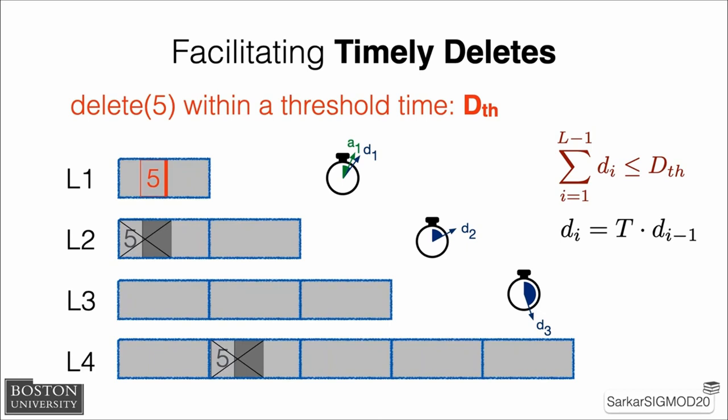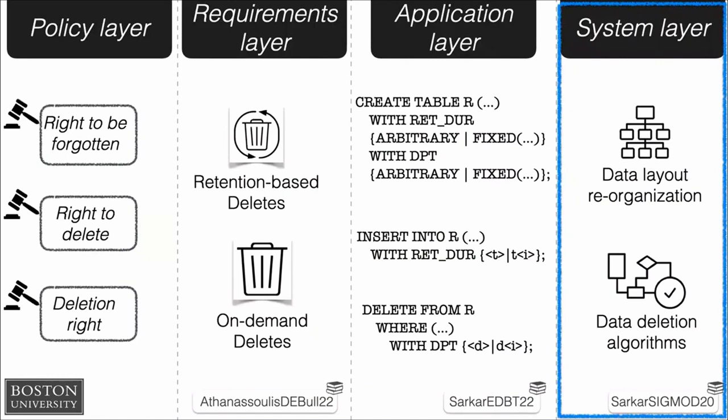We're actually great. And every level has its own different time to live for the tombstones in a way that the sum of these levels is actually equal to the threshold. This is the delete threshold that the application or the legislation actually imposes on us. And it's also been proven that the optimal way of allocating this time across levels is actually exponentially increases with the size ratio T as well. So this is the work that we need to do for the system layer of handling deletes.